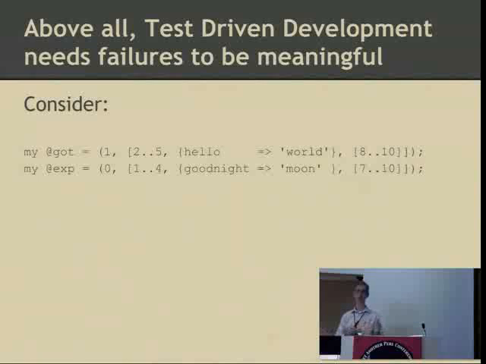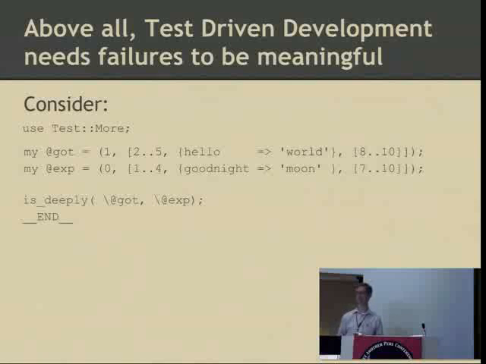But for me, the biggest thing you need if you're being purely test driven in your development, not writing tests after the fact but using them to actually guide you through your development process, is that your test failures have to be meaningful. So, how am I going to compare these two data structures here? How would you go about doing that?